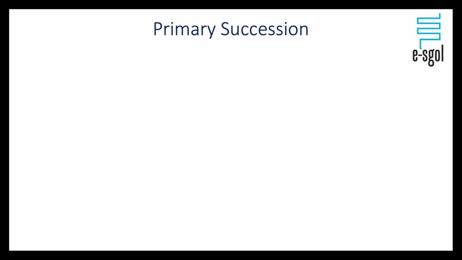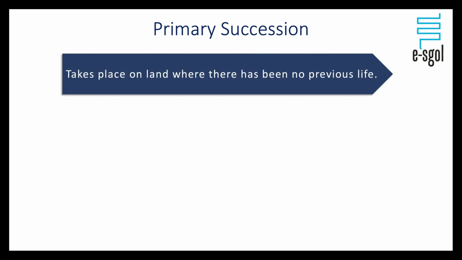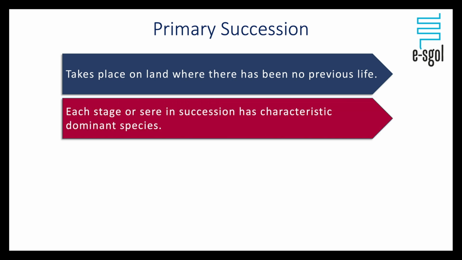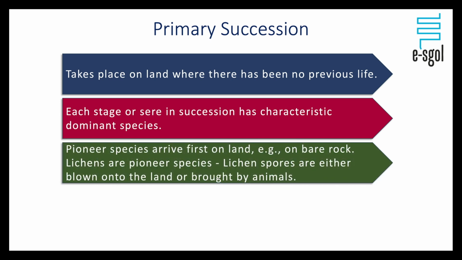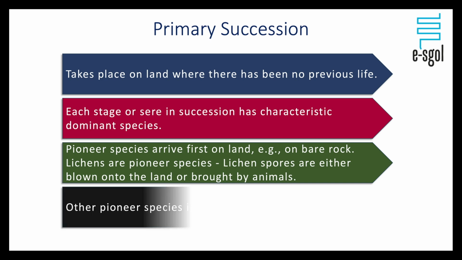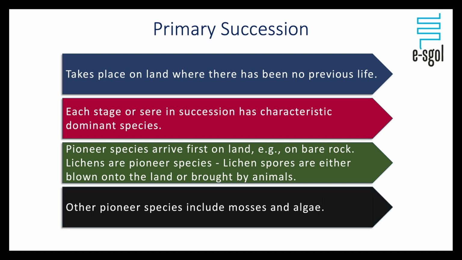Now let's look at primary succession in more detail. Primary succession takes place on land where there has been no previous life, for example on bare rock. Each stage, or sere, in succession has characteristic dominant species. They will depend on whereabouts and which environment you are based in. Pioneer species arrive first on land, for example on bare rock. Lichens are pioneer species. The lichen spores are either blown onto the land or brought by animals. Other pioneer species include mosses and algae.